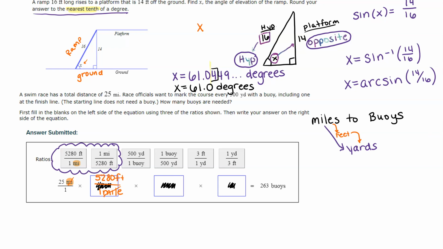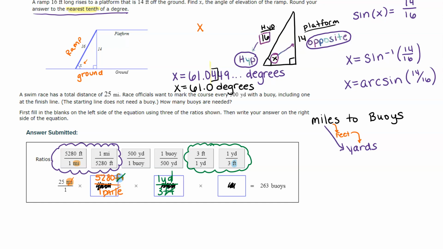So again, these are the two, 3 feet and 1 yard. These are the two ratios that I have. And I want to cancel out feet. So here I've got feet on top. So I want to use the ratio that has feet on bottom. So the feet unit will cancel out. So the next ratio I'm using is 1 yard over 3 feet. And I think you can just drag and drop it. 1 yard over 3 feet. So now the feet on top cancel with feet on bottom. And now I'm at yards.